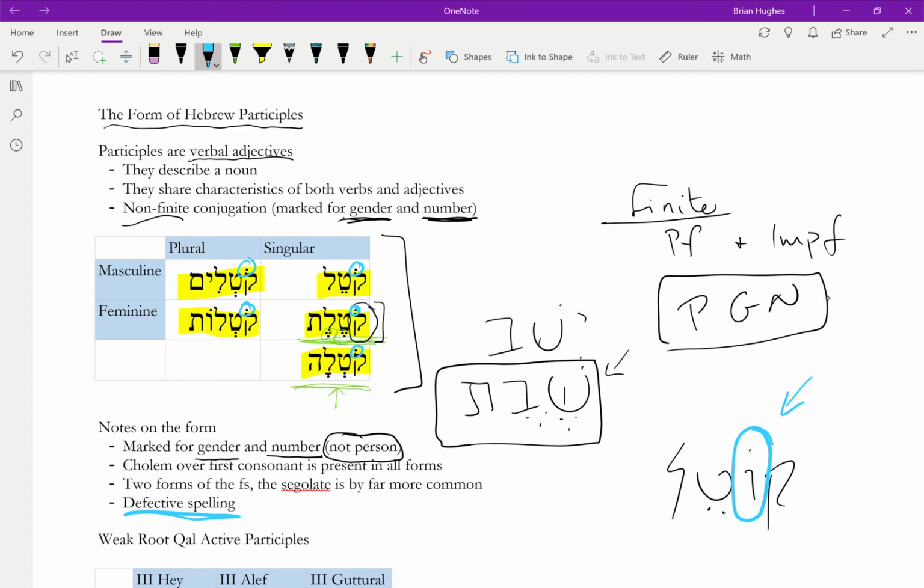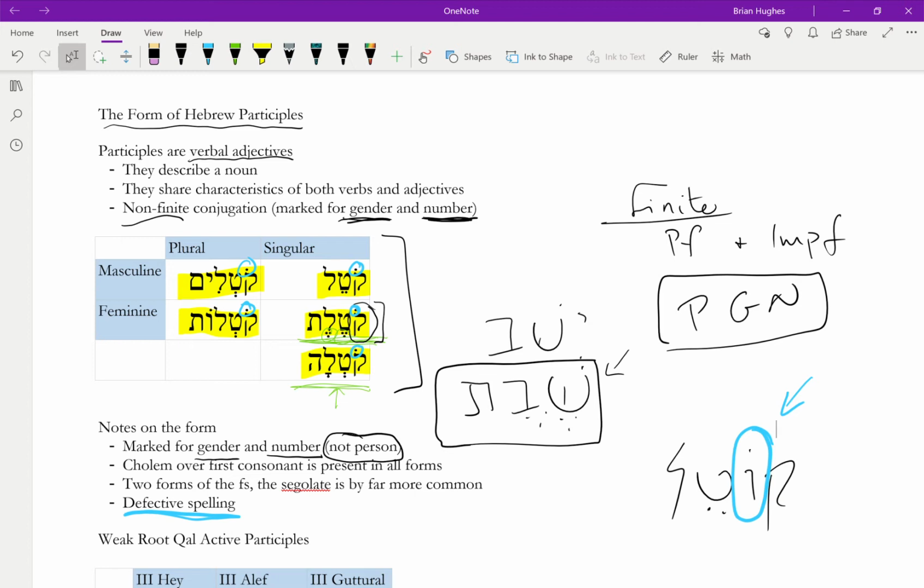It is this O sound, either the holem, which is most common, or the holem vav, after the first root consonant, that is the vowel after the first root consonant. That is our big giveaway. And so we're going to focus on that. I'm going to harp on that a lot. That's what we're looking for to enable us to spot the Hebrew participles.